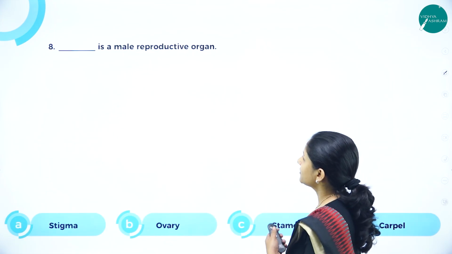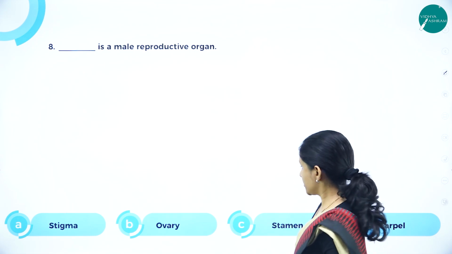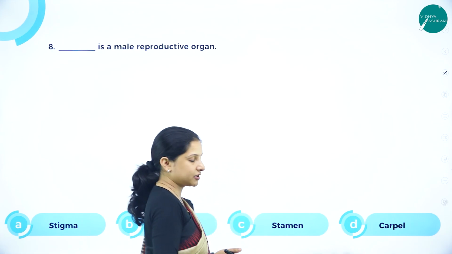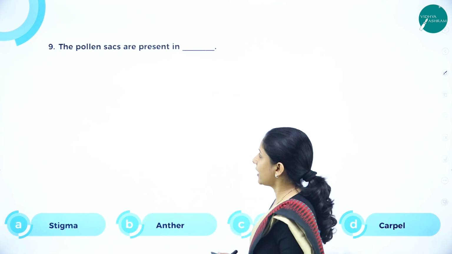Next. Dash is a male reproductive organ. Stigma belongs to the female, that is gynoecium. Ovary belongs to the female, gynoecium. Stamen, carpel. Carpel also comes under gynoecium. Stamen is the male reproductive organ, which comes under androecium.